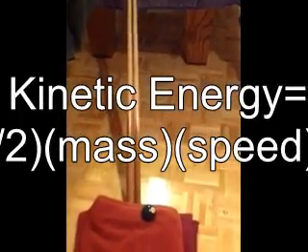As the ball is released, its potential energy decreases and kinetic energy increases. Kinetic energy is the energy of motion, equal to half the mass multiplied by the speed squared. At the bottom of the ramp, the ball has zero potential energy.